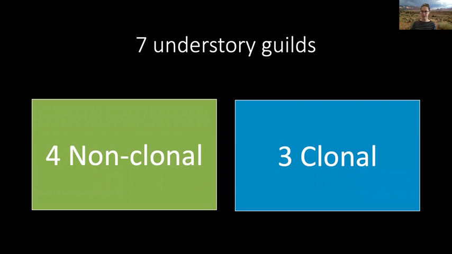Our cluster analysis identified 9 guilds defined by differences in those traits. And here I'm just going to talk about the 7 understory guilds. A primary distinction in these guilds was the ability to reproduce asexually. So we have non-clonal guilds that can't reproduce asexually and clonal guilds that can.